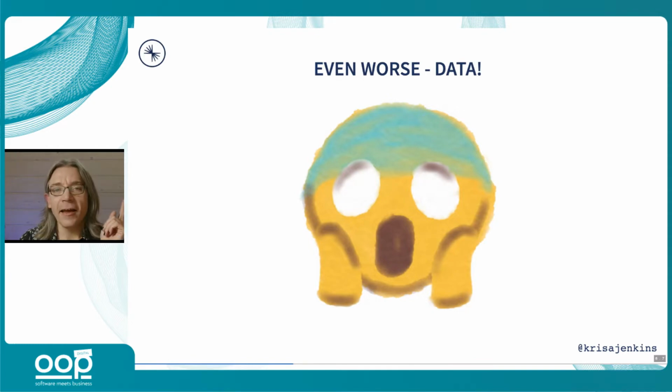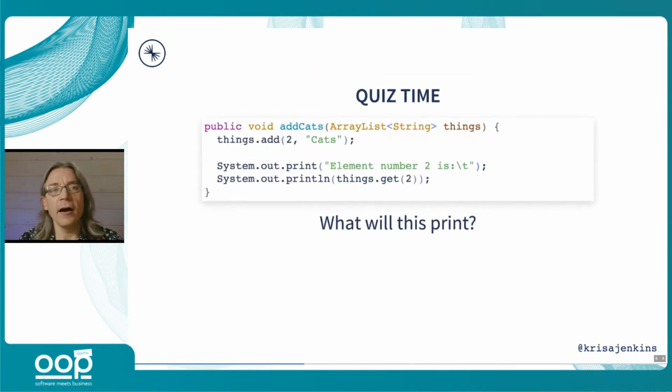So let's have a quiz. Have a look at this code. I have a piece of code that's going to take an array of things and add some cats to it at position 2, and then print out the thing at position 2. Simple enough, right? Well, what will this code print? You can assume the array list is sufficiently long that this isn't a null pointer question. What will this code print?